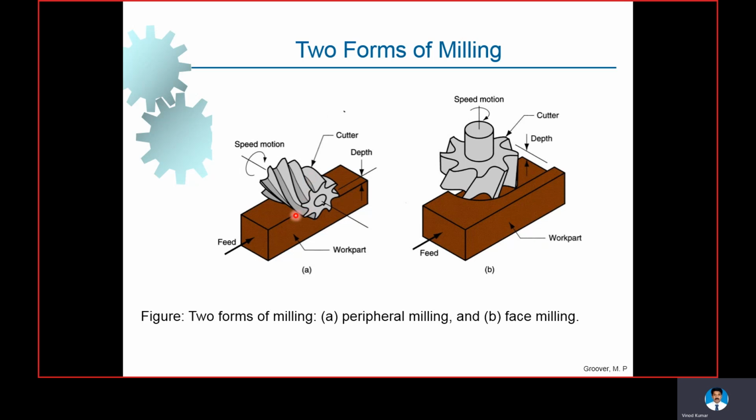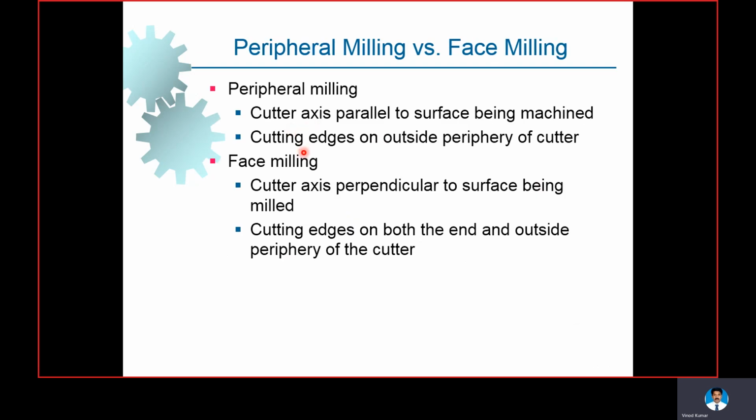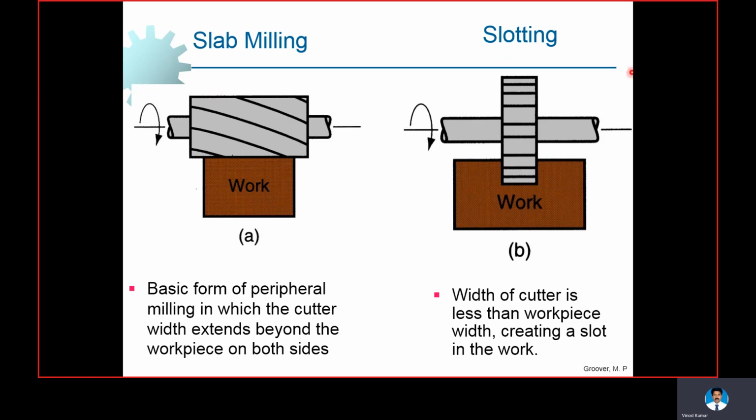There are two types of milling operation, peripheral milling and face milling. In peripheral milling, the milling operation is done using multiple cutting edges on the periphery of the milling cutter. The axis of the milling cutter and the surface are parallel. If the axis of the milling cutter and the surface are perpendicular, it is called face milling. Using the face, we remove the material. So peripheral milling has the cutting axis parallel to the workpiece, and face milling has the cutting axis perpendicular to the workpiece. Then slab milling.